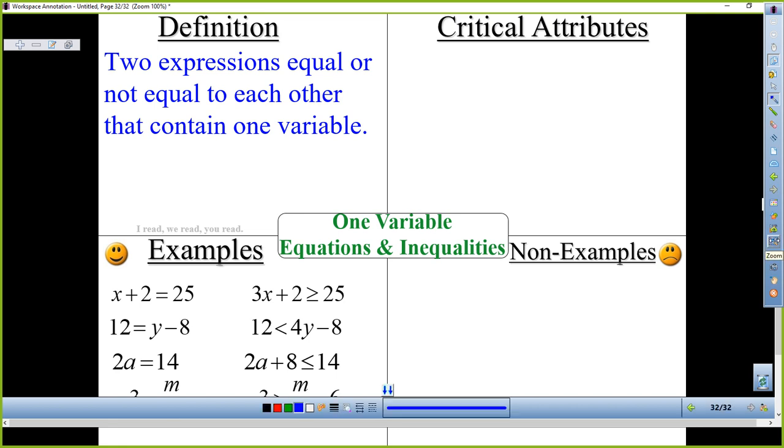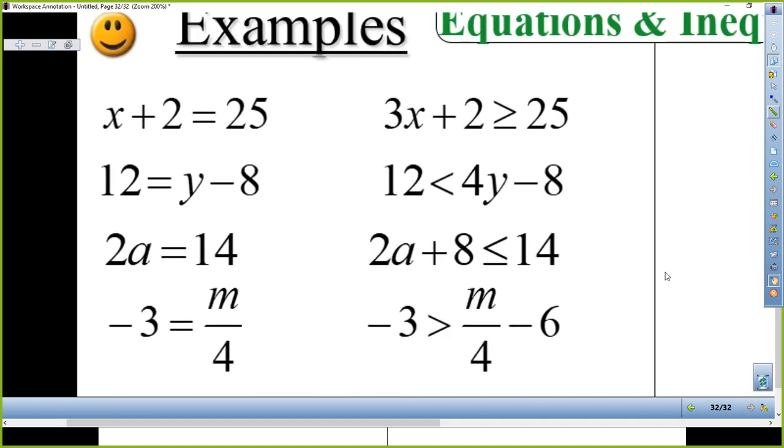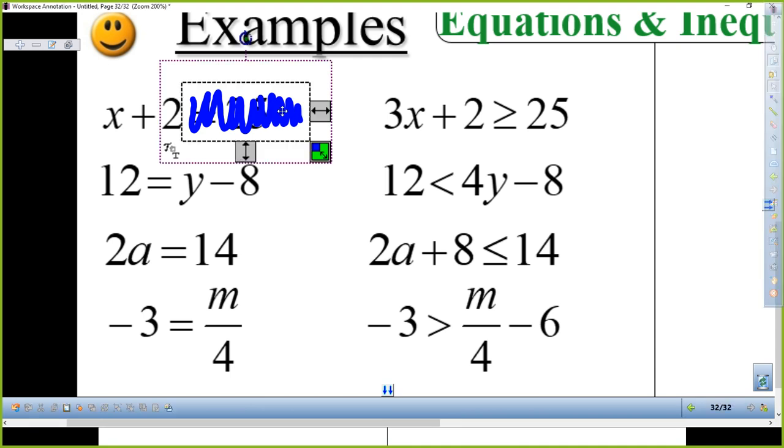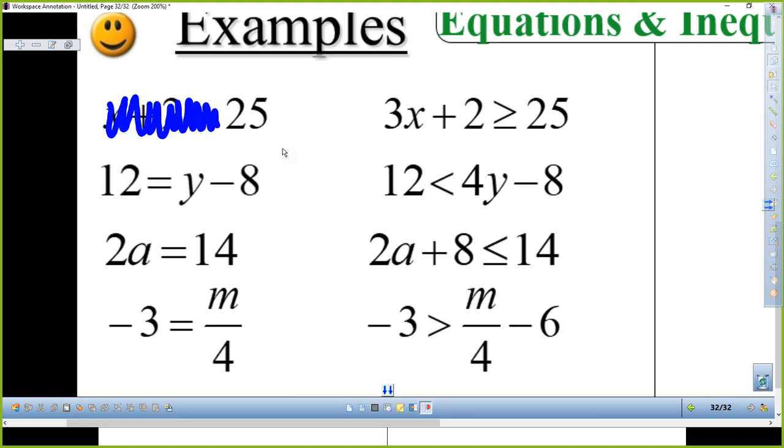Alright, so the definition says 2 expressions equal or not equal to each other. So if I was to look at this first example, if I was to cover this up, is this an expression? Yes. If I move this to the other side, is 25 an expression? Yes. Are they equal to each other? Yes. Do they have one variable? Yes. Okay. Let me go over now to inequality.